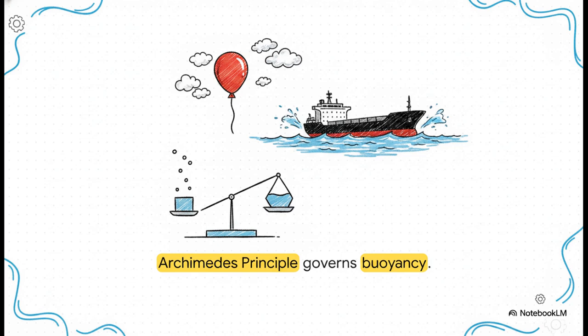This single, elegant rule explains why massively heavy steel ships can float safely on the ocean. They're shaped to displace a massive amount of water. It's the exact same reason a helium balloon floats up into the sky. It's simply displacing air that's heavier than itself.